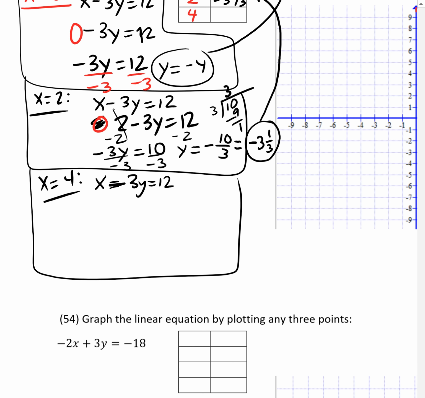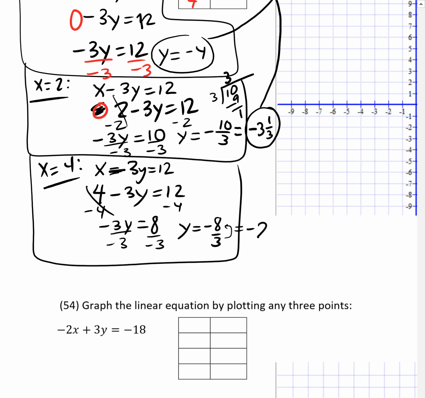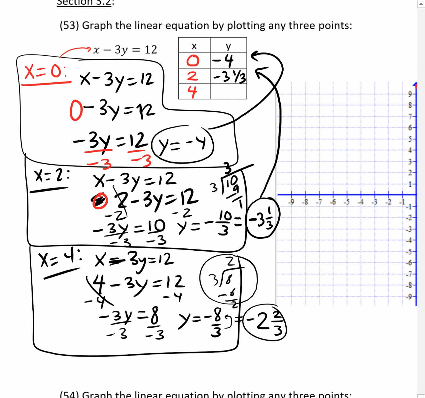Alright, last guy here. I put 4 in for x. 4 goes here. And then I'll solve for y. Move the 4 over. Negative 3y equals 8. And when I divide by negative 3, I get another fraction, but that's okay. I can divide. 3 goes into 8 at most twice with 2 left over, right? Okay, so 2 and 2/3, but also negative, so don't forget that. So that's that last value, negative 2 and 2/3.